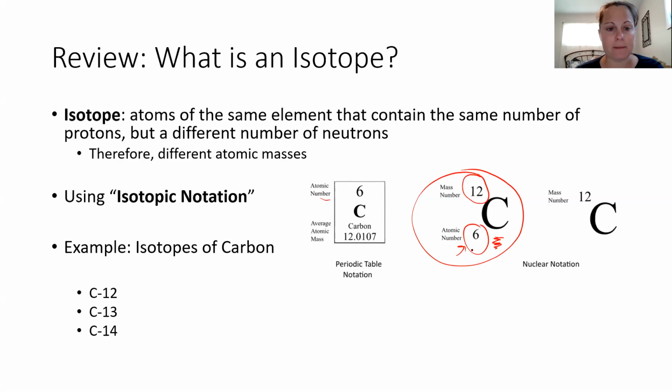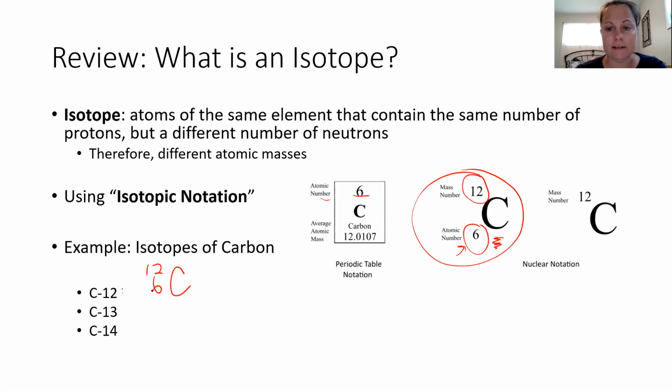So I have 3 examples down at the bottom, 3 isotopes of carbon. Carbon 12 means that it's carbon with a mass of 12. So that's the isotope you see here on the page. Mass is 12, carbon is the symbol, and on the periodic table, the atomic number is 6. That's how I would write carbon 12 in isotopic notation.